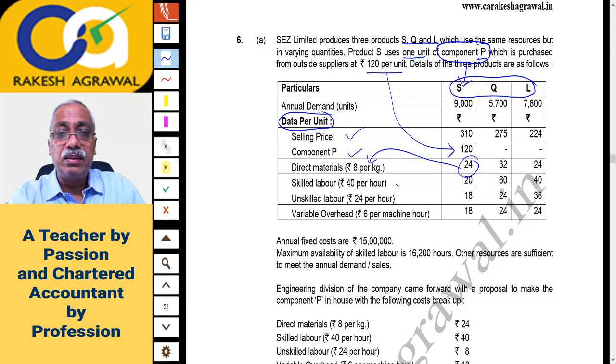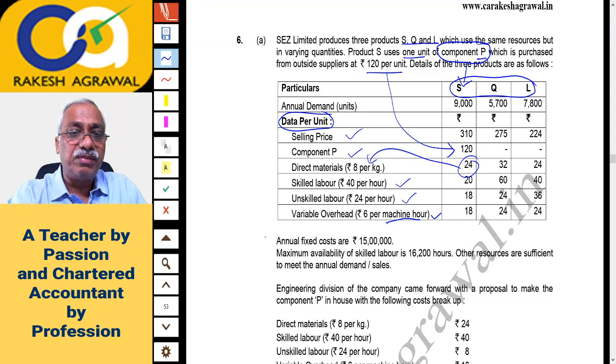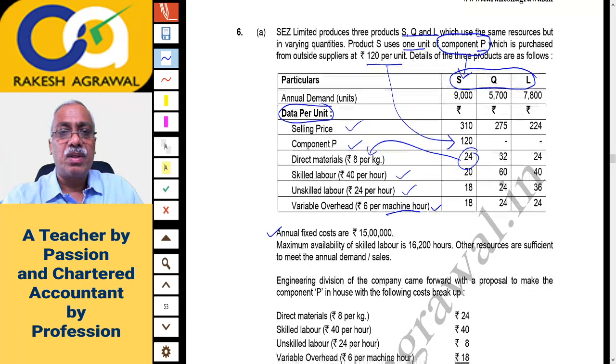Skilled labor is at the rate of 40 per hour. Unskilled labor is at the rate of 24 per hour, and variable overheads are 6 per machine hour, not labor hour, 6 per machine hour. So all this is variable cost actually. And annual fixed costs are 15 lakhs given below.